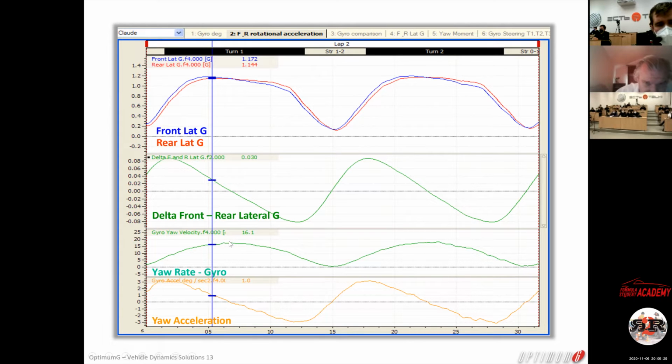20, 15, 17 degrees there. But look at this. If you differentiate the yaw speed, you have the yaw acceleration. And that you see that, oh, I didn't play with the data. It's the reality.